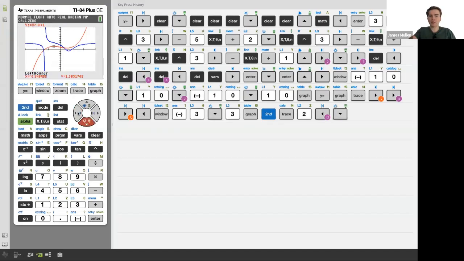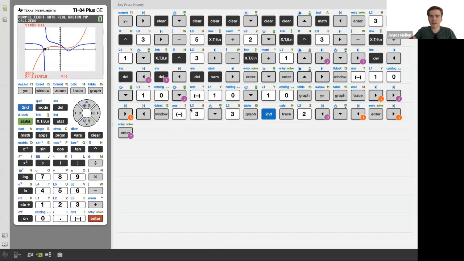So I'm just going to arrow down to get to the red curve, go to the left of the 0, go to the right of the 0, and hit enter to find it. And I get -1.3247. So if I round that, -1.32.